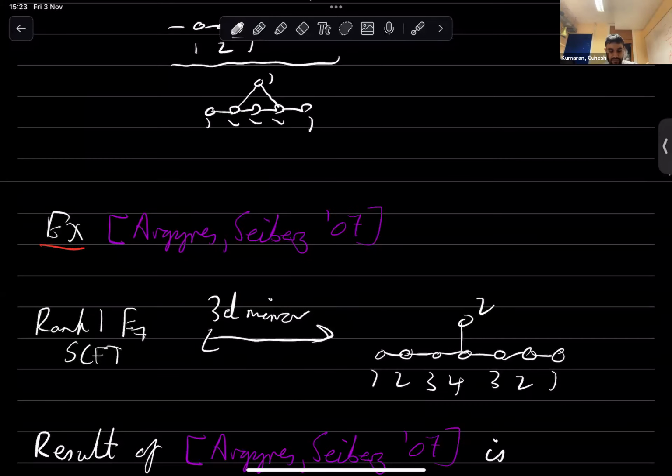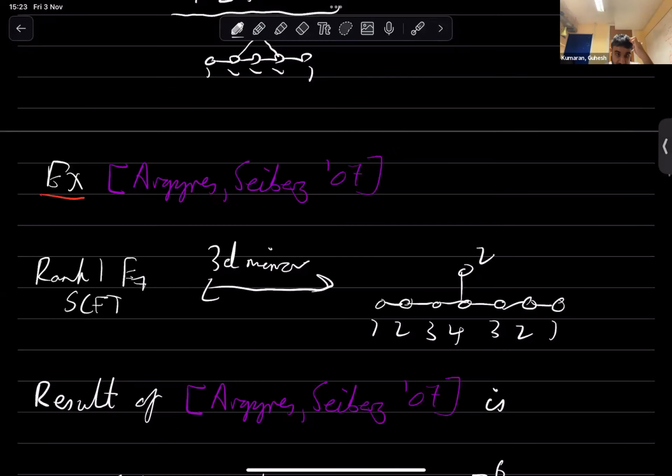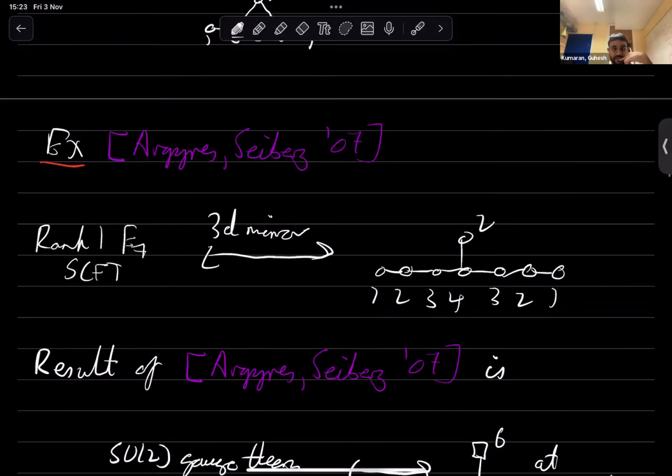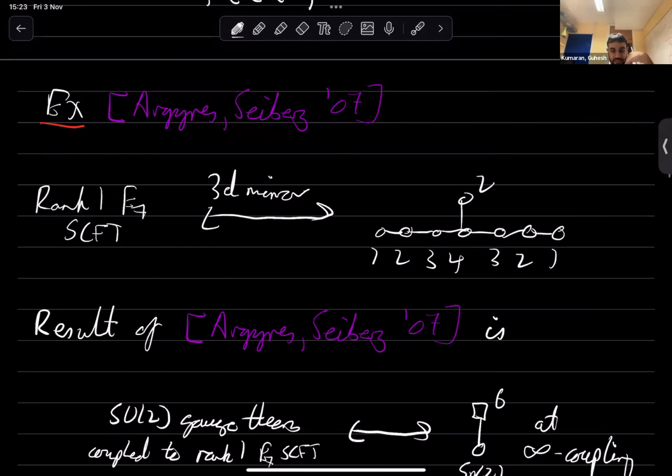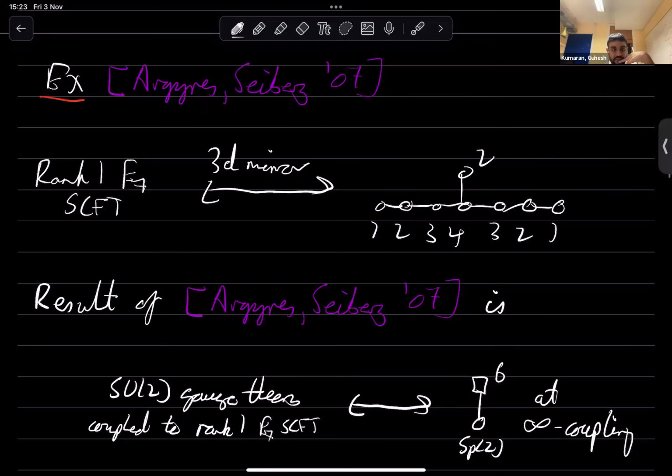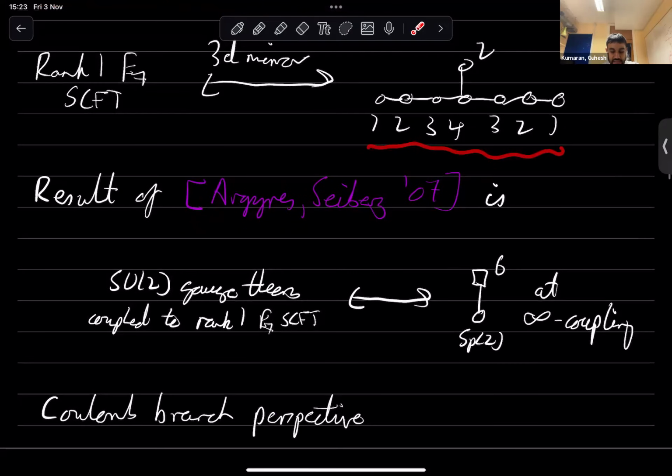Right. So another example. This one comes from Argyres and Seiberg in 2007. So what I'll start with is the rank 1 E7 SCFT, and its 3D mirror is the affine E7 quiver here. Now, what they say in Argyres and Seiberg is that if you take an SU2 gauge theory and you couple it to the rank 1 E7 SCFT, that's the same as Sp2 with 6 flavors at infinite coupling. So there's a duality here.